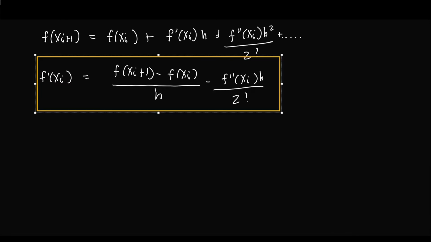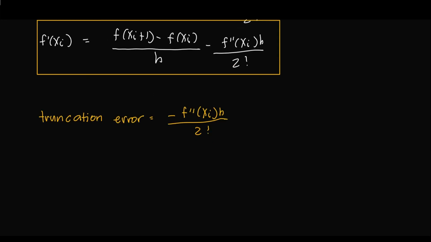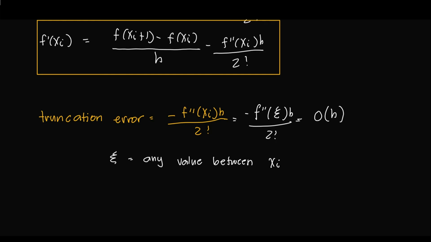The last term in the equation is what we call the truncation error. Okay, this term right here. The second term of the equation introduces the truncation error. Since this term is proportional to h, we can rewrite this as O of h, or order of h. And this symbol right here represents any value between x sub i and x sub i plus 1.